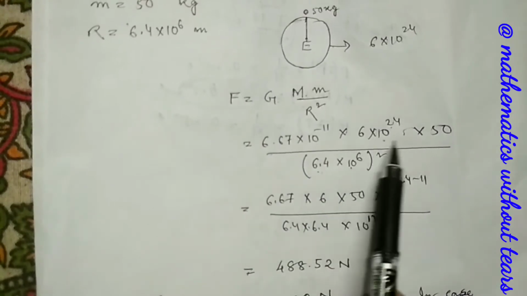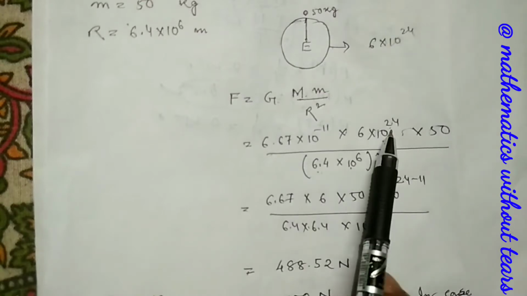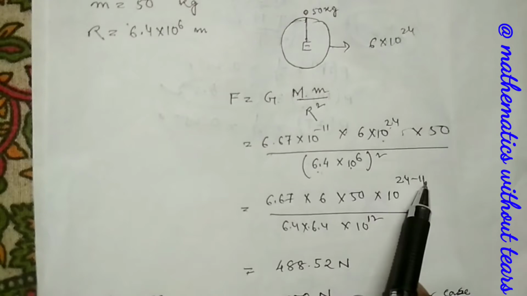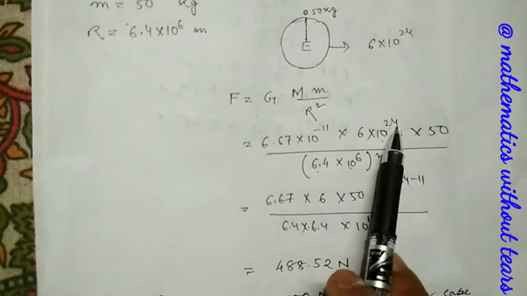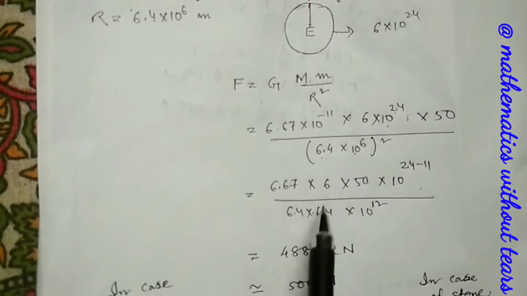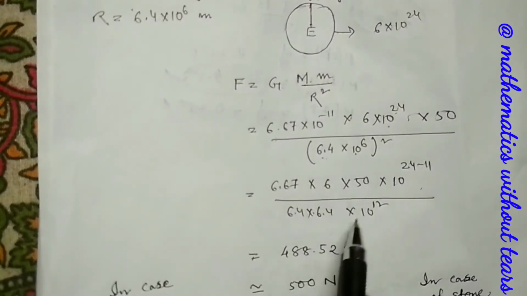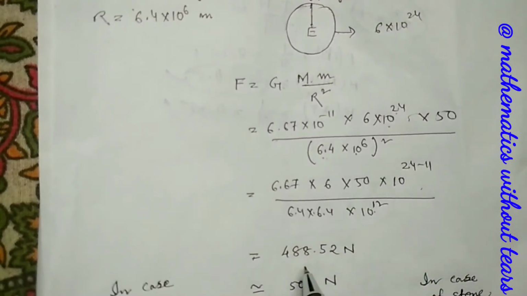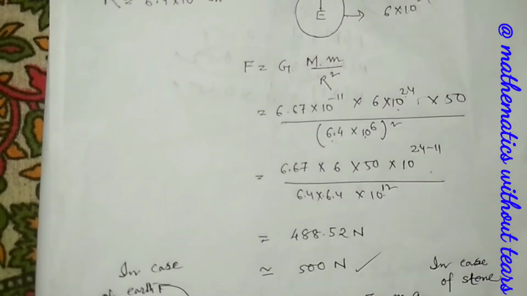Now, if I calculate 6.67 into 6 into 50 and this 10 to the power minus 11 and 10 to the power 24, if we write like this, we are going to get 24 minus 11 because bases are same, powers will be subtracted, it will be 24 minus 11. And here 6.4 square means 6.4 into 6.4 into 10 to the power 6 to the 12. So if you calculate, you are going to get approximately 488. We can consider it is 500 Newton.